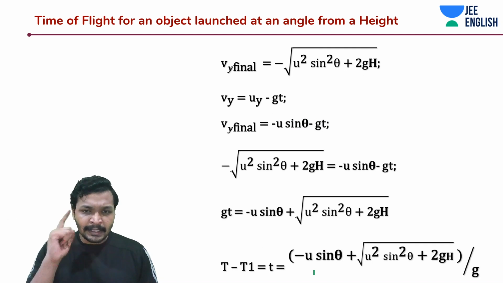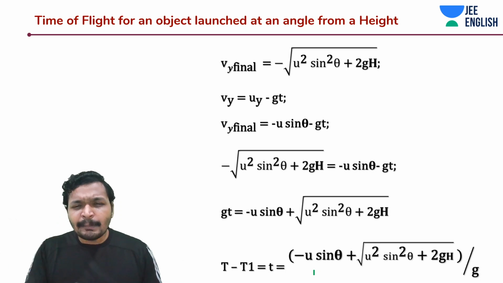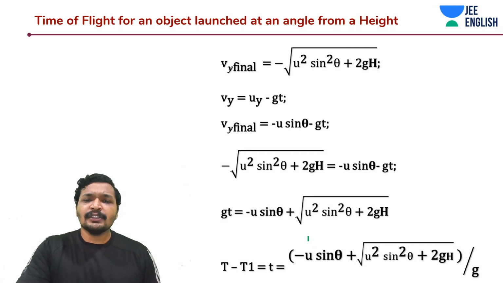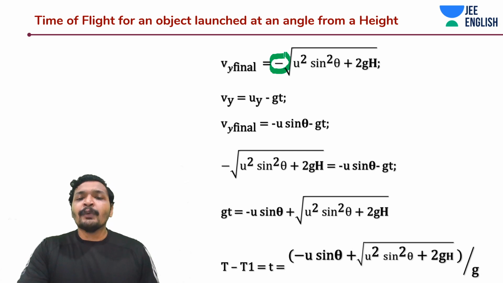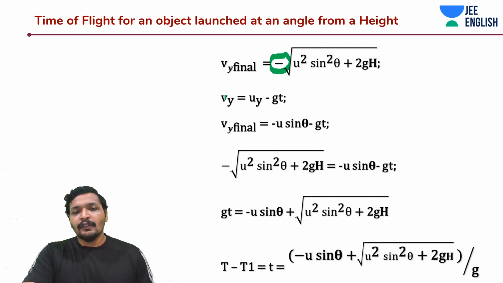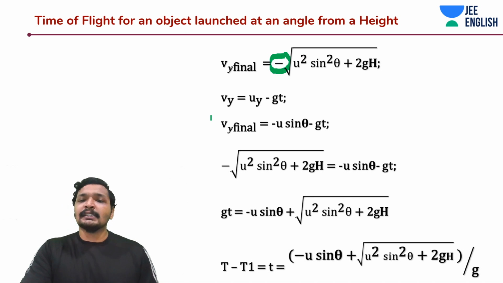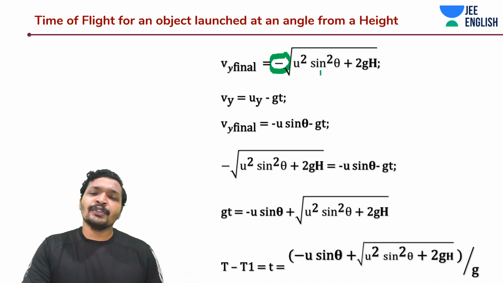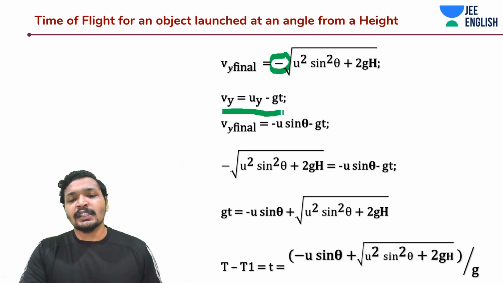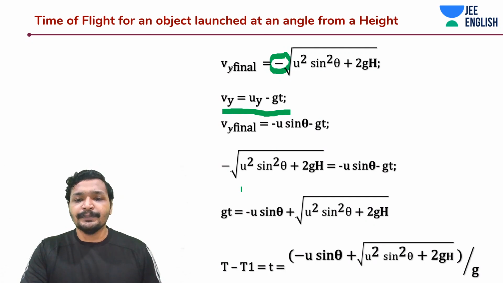And do remember the sign convention. If you make a little mistake around the sign convention, if you forget this minus sign, it will go wrong. So Vy final is equal to minus under root of u square sine square theta plus 2gh. That is what we derived. We are going to substitute this in the first Newton's equation of motion, Vy is equal to uy minus gt.